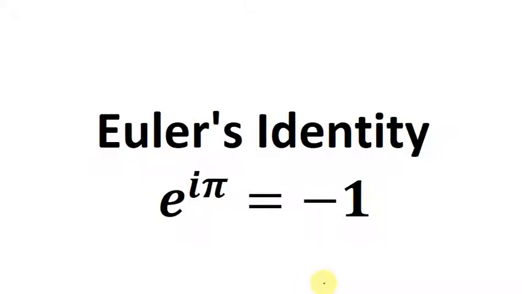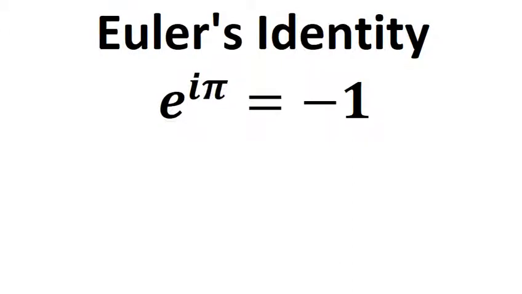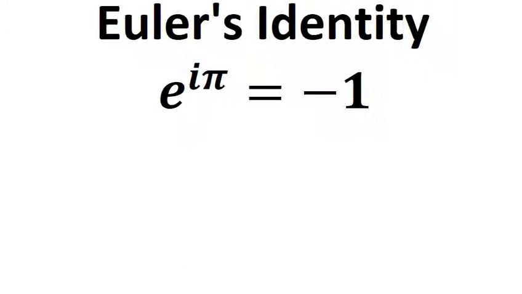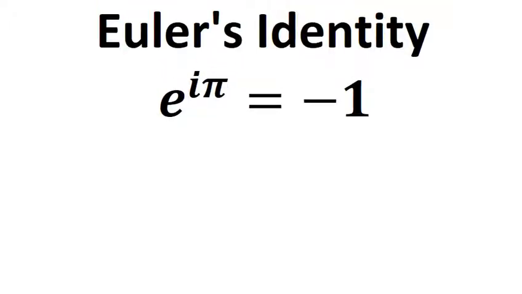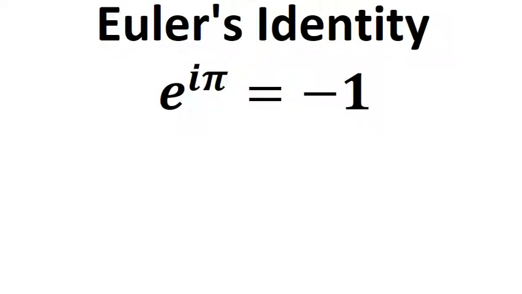Euler's identity. Euler's identity is e to the i pi equals -1. Okay, so how do we get to Euler's identity? This identity comes from a special case of Euler's formula. Anyway, Euler's identity is one of the most beautiful things in math because it's simple.